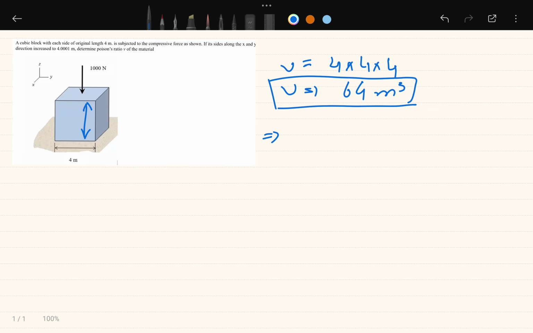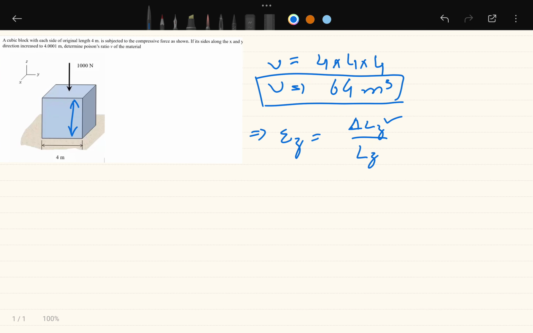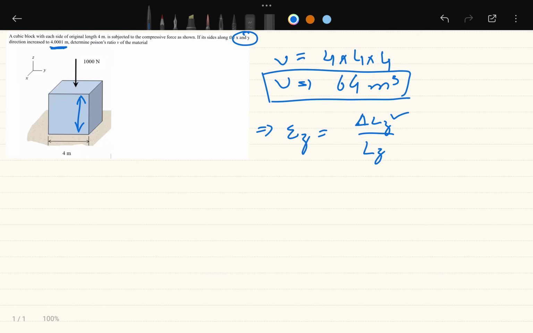So your strain in the z axis, the longitudinal axis, will be the change in length of z divided by the original length of z. Now we do not know this one, but the other two are given, because it says that the x and y change to 4.0001, so they have increased. Let's calculate those first.